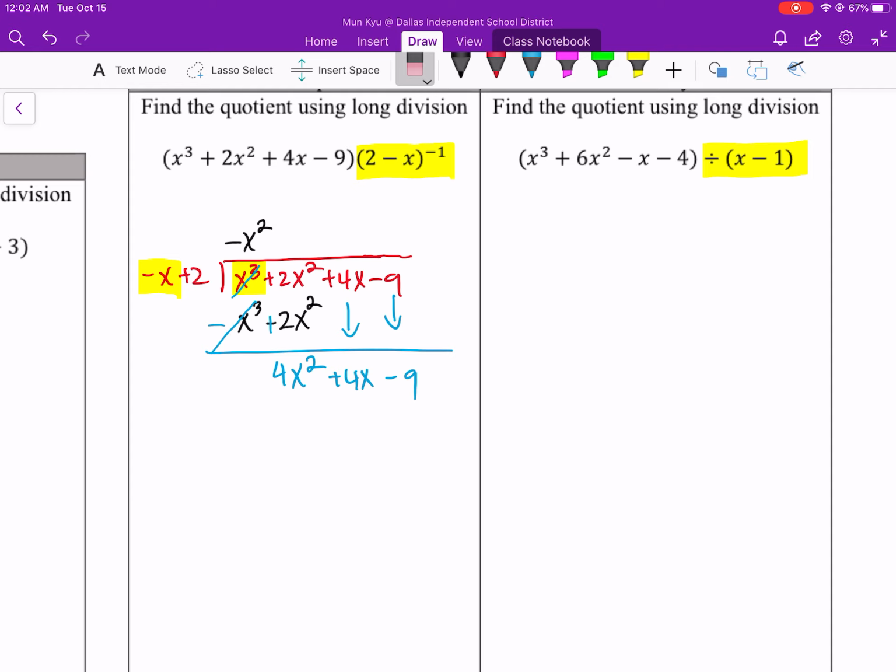Now, I have to erase this. Oof. Here, never mind.